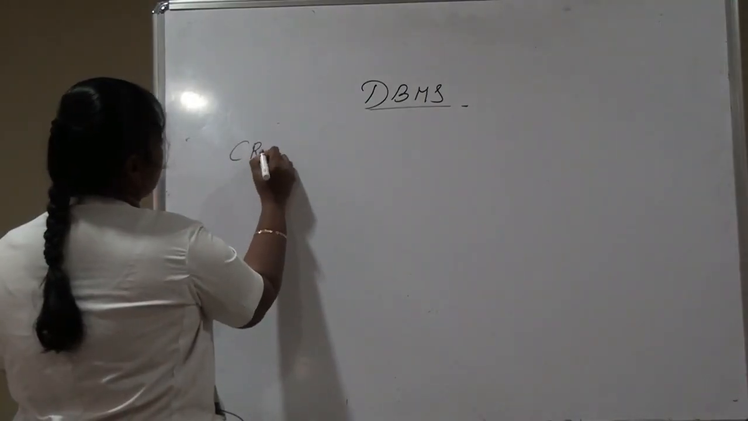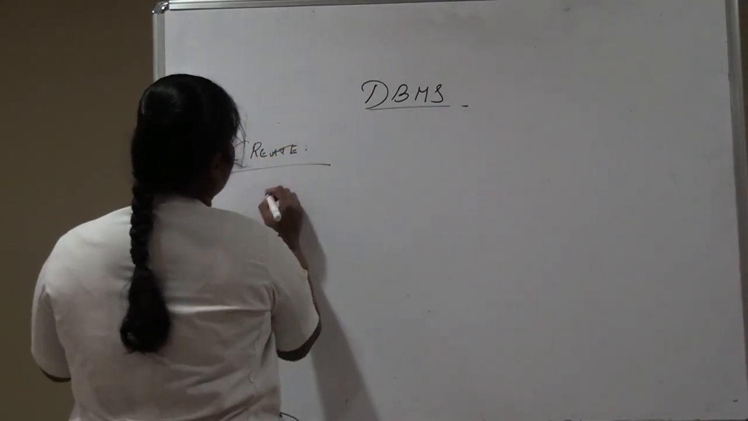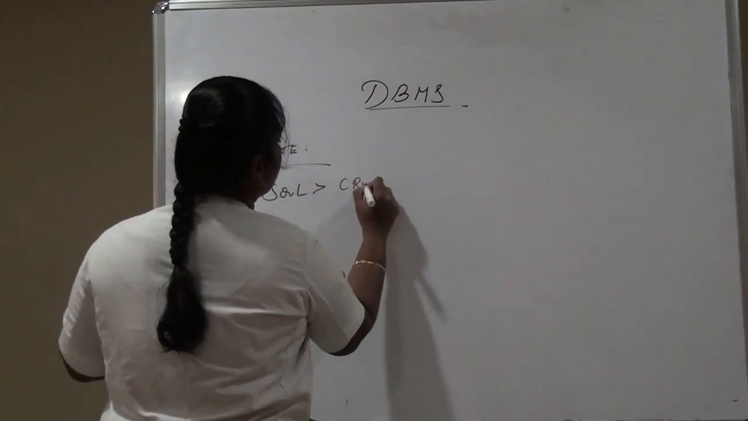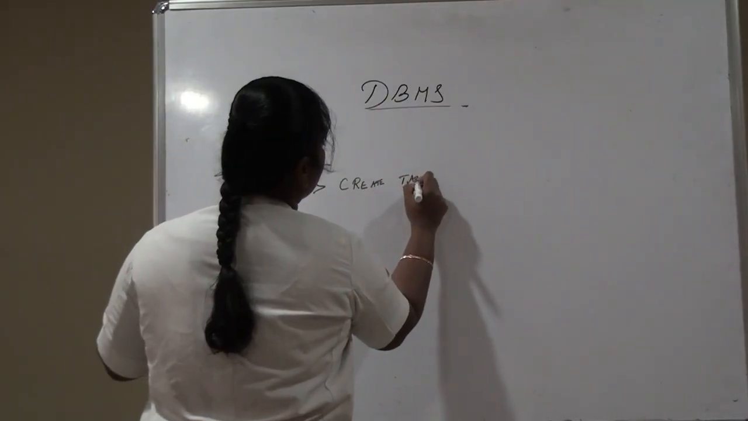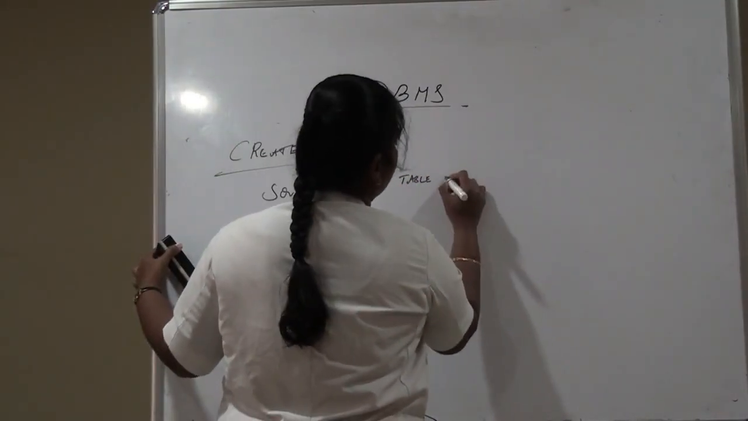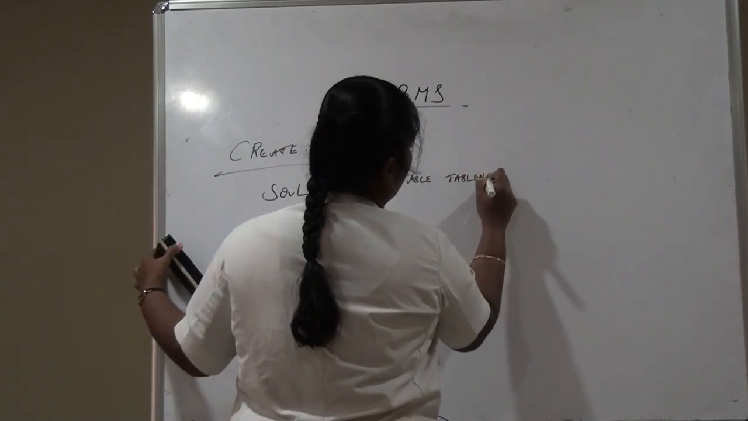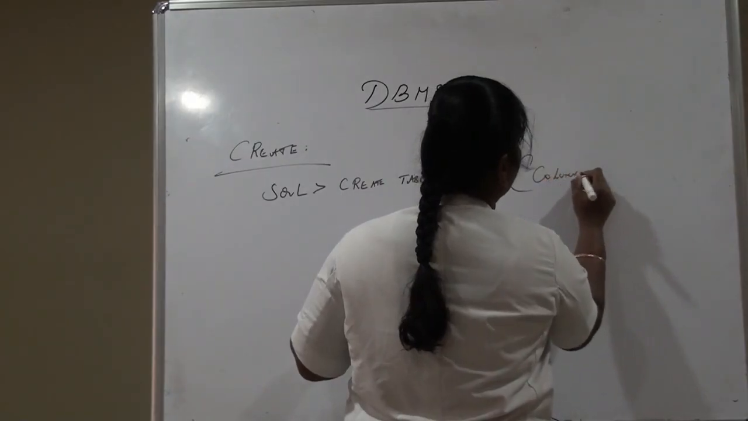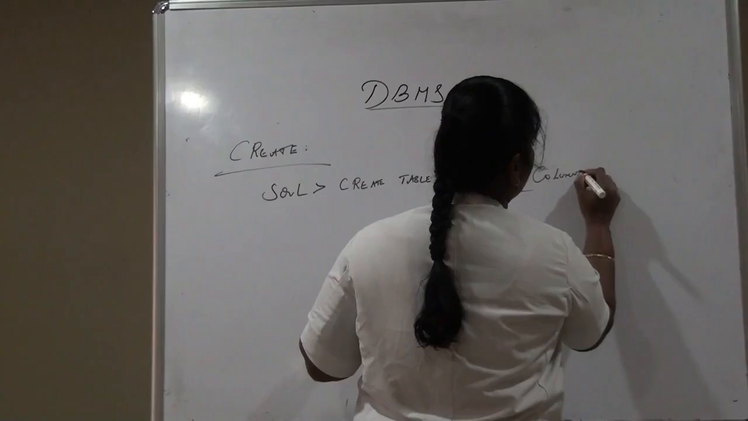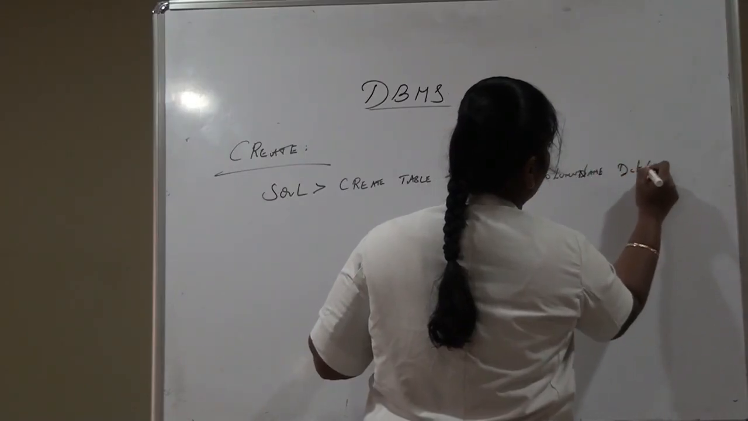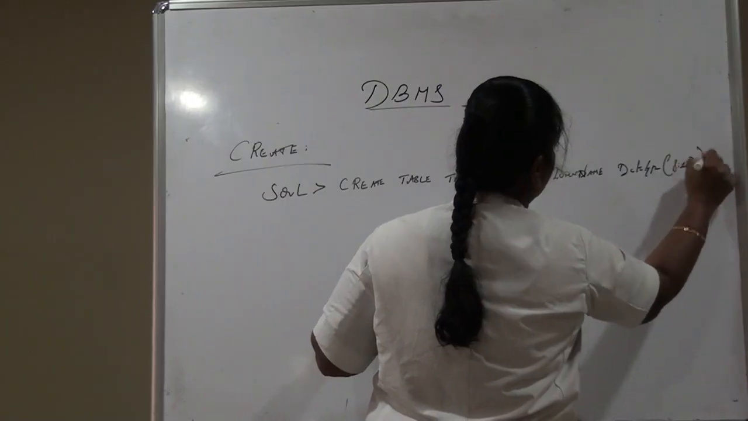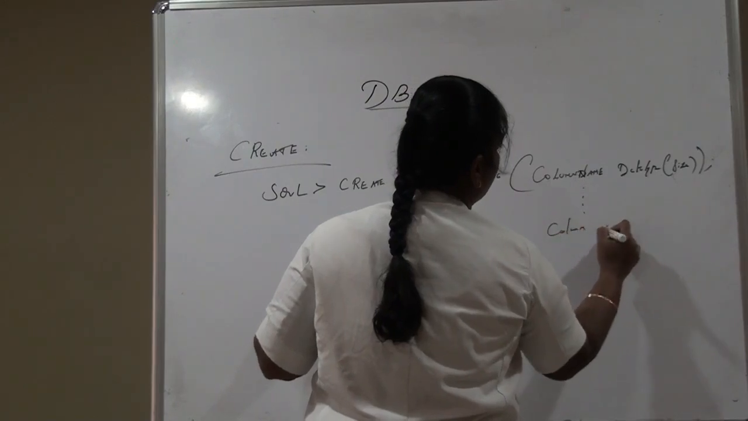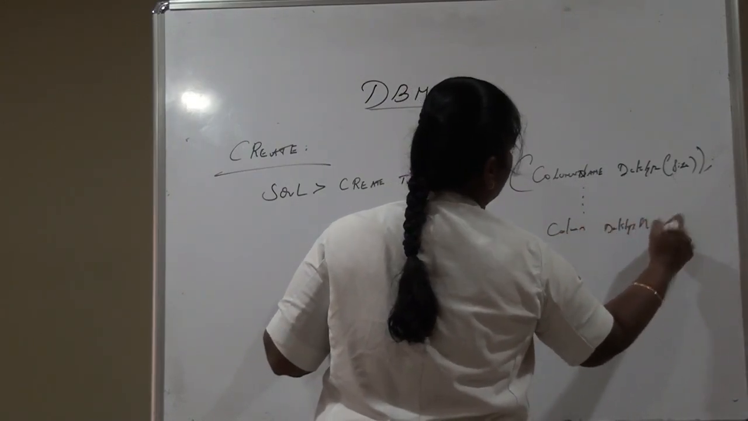First one, create. What is the syntax for this? Prompt, then your keyword create, table keyword, then table name, within the parenthesis we have to give the column name, then data type size. This is going on: column 1, column 2, column 3 up through column n, data type n.